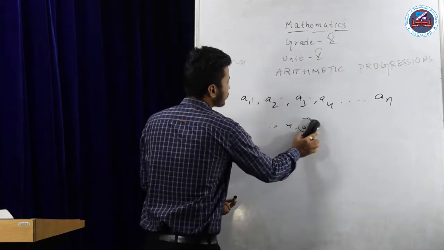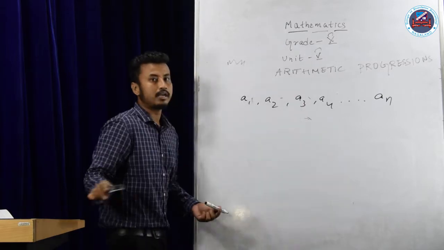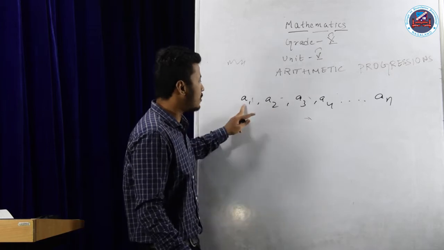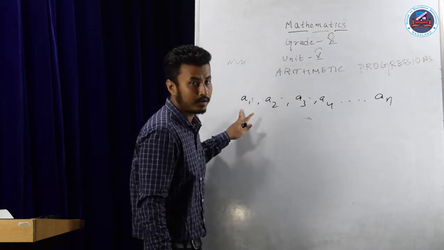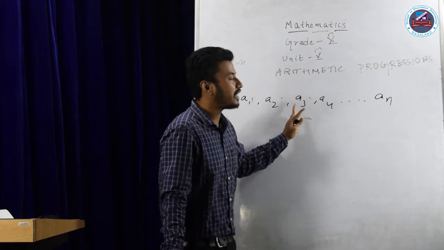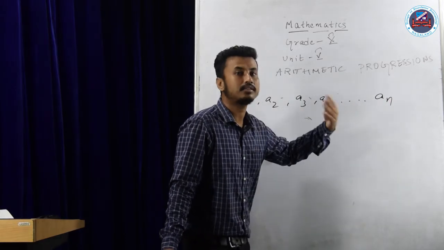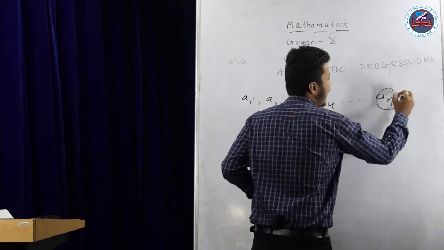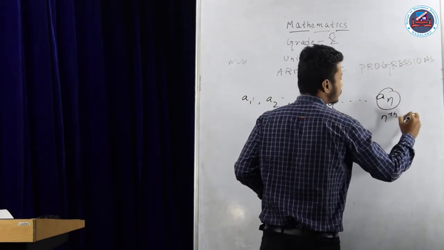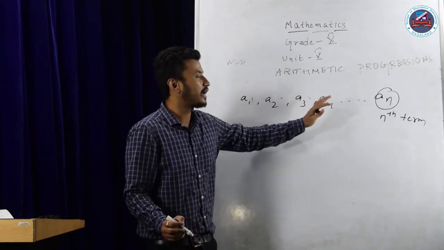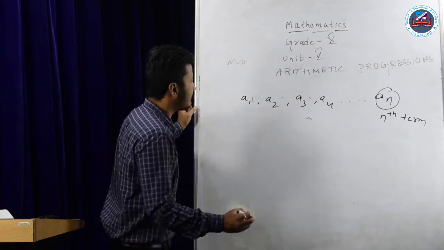Now, I'm using the word term here. What do you mean by term? Term means the values. See, A1 is the first term. A2 is the second term. A3 is the third term. A4 is the fourth term. AN is the nth term. What is AN? Nth term. Got it? A1, A2, A3, A4, dot, dot, AN.